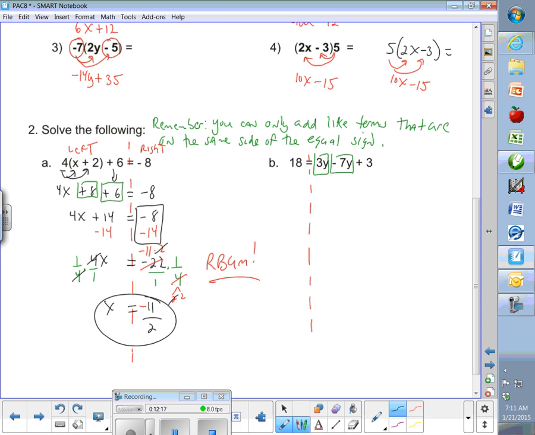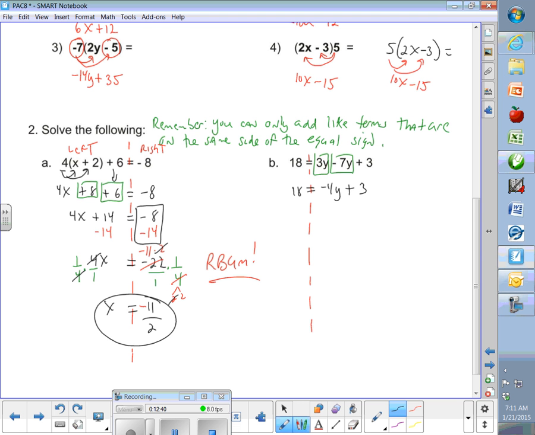All right, so our next line, we still have the 18. We've got our equal sign. What happens when you add the two things in the boxes? What do you get? You should be thinking positive 3y and a negative 7y leaves you a negative 4y, right? 3 positives and 7 negatives leaves you 4 negatives of them. And we still have the plus 3.